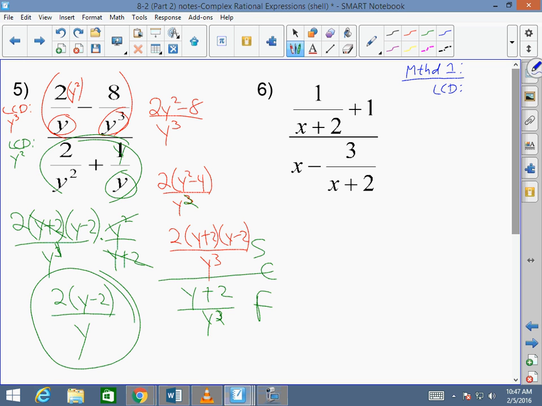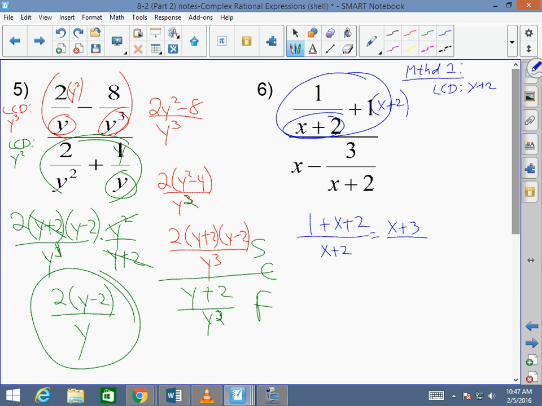LCD would be what for the numerator? X plus 2. So I don't need to multiply anything here, but here I need to multiply an x plus 2. So my numerator here is 1 plus x plus 2 over x plus 2, which is x plus 3 over x plus 2.